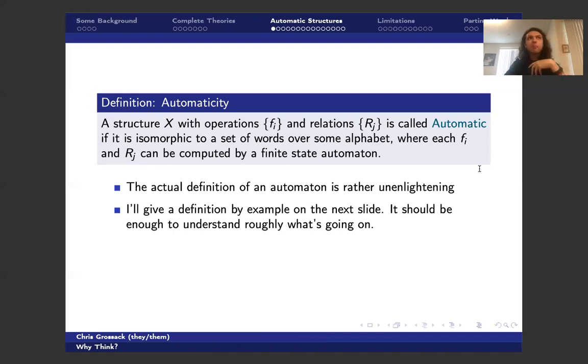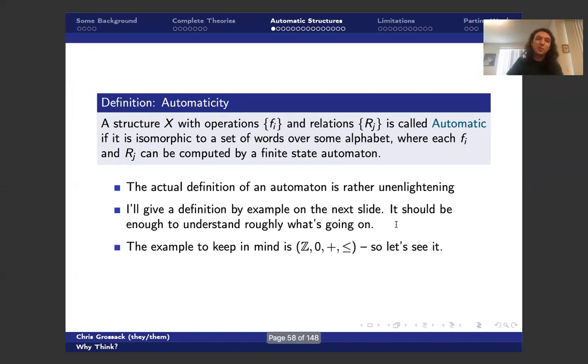Automaticity basically says there is some simple algorithm that you can do to compute all of the operations. And thankfully, for the integers, we have a very simple algorithm for computing addition. It's the one that you learn in second grade or whenever you learn addition, right? You line everything up, and occasionally you have to carry numbers. Cool. So we'll talk more about that. So the structure to keep in mind is the integers with addition, and you can actually get less than or equal to out of this as well. But you can't get multiplication.